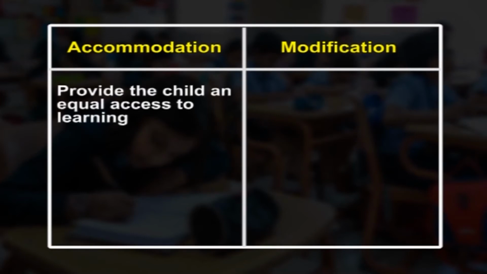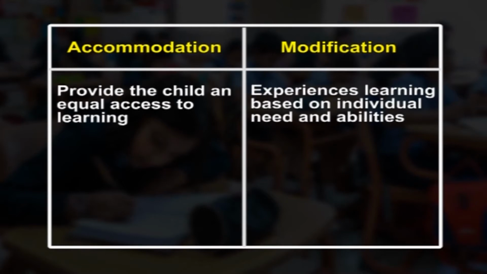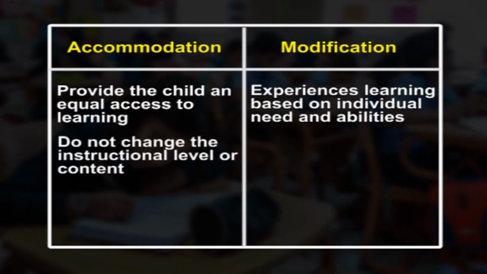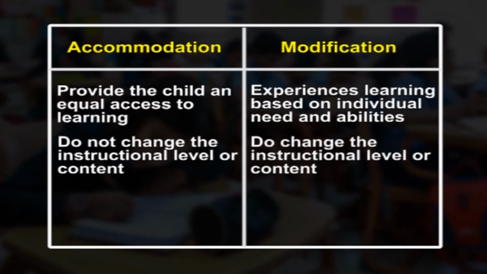Accommodation provides the child an equal access to learning. Modification provides learning experiences based on individual needs and abilities. Accommodation does not change the instructional level or content. Modification changes the instructional level or content.